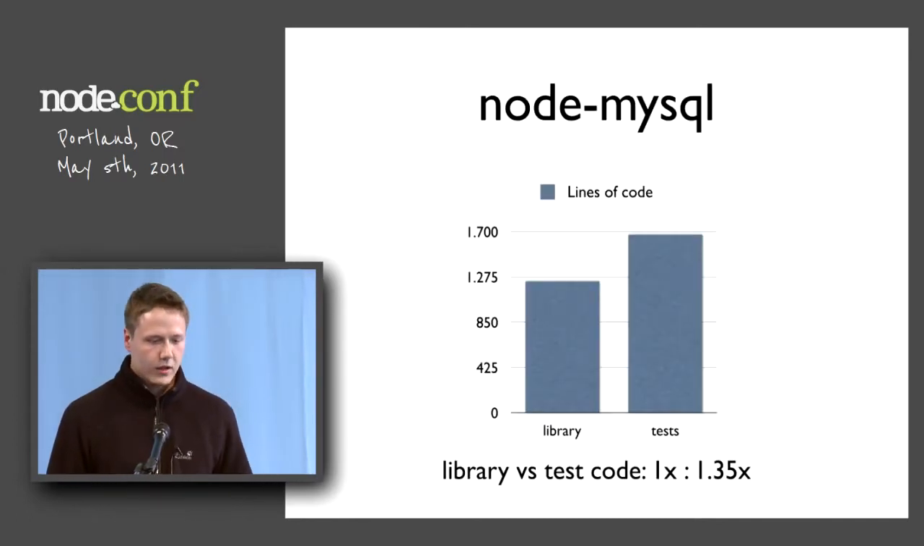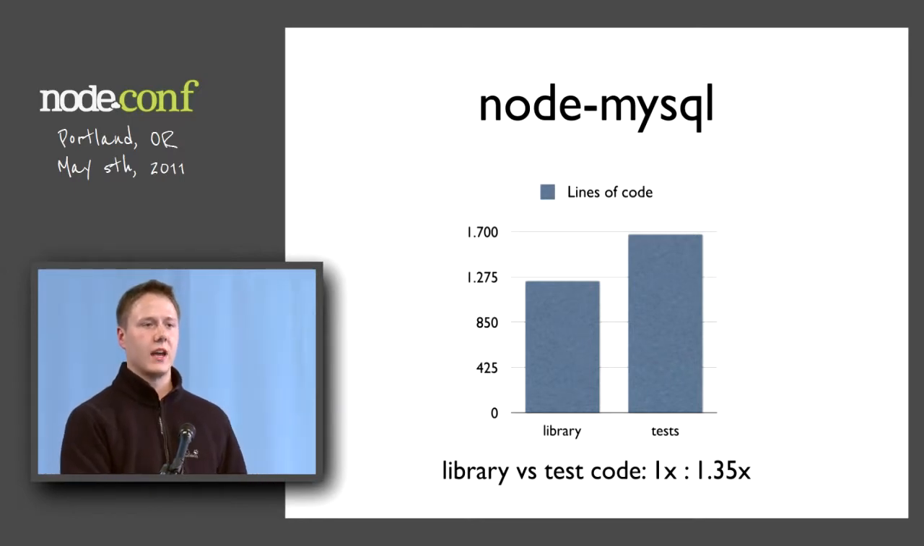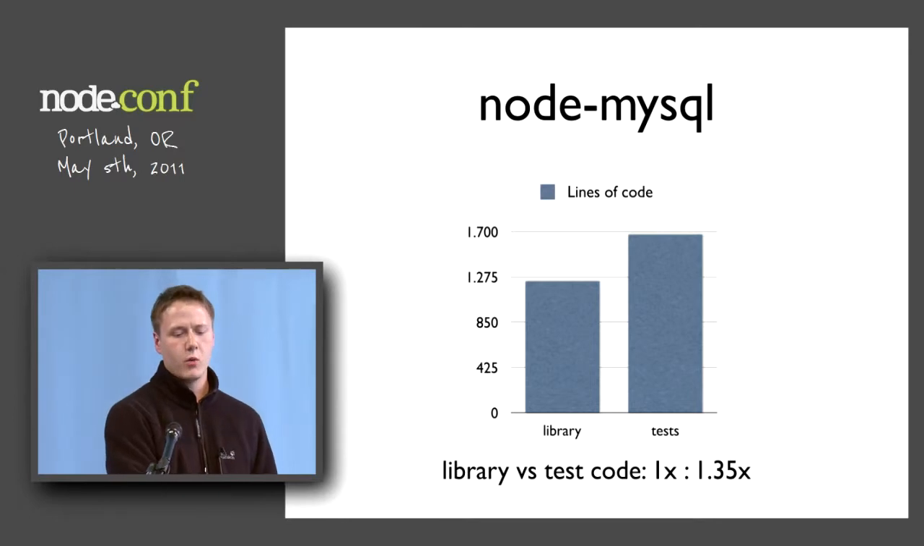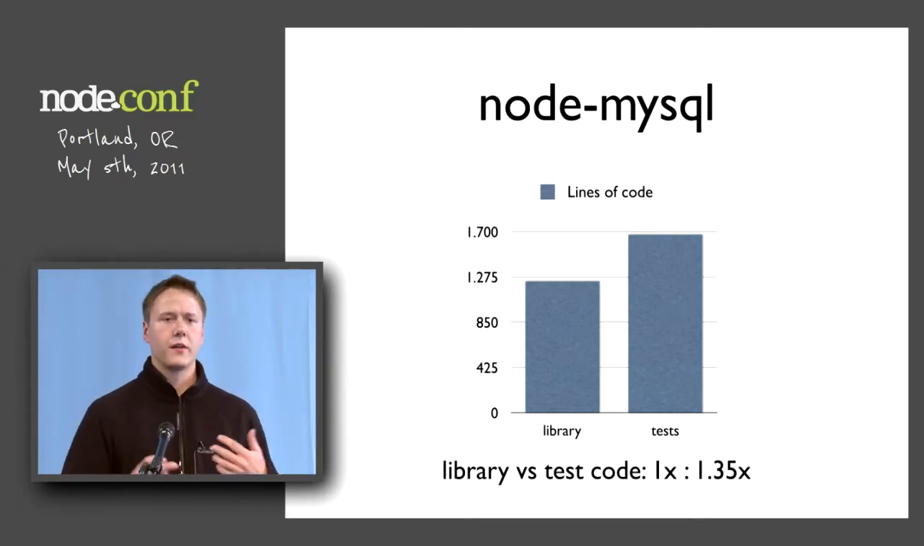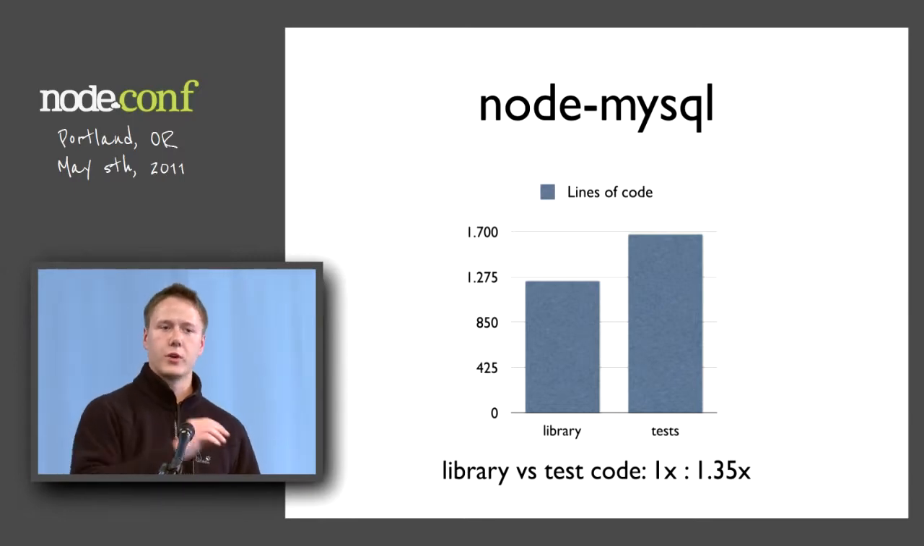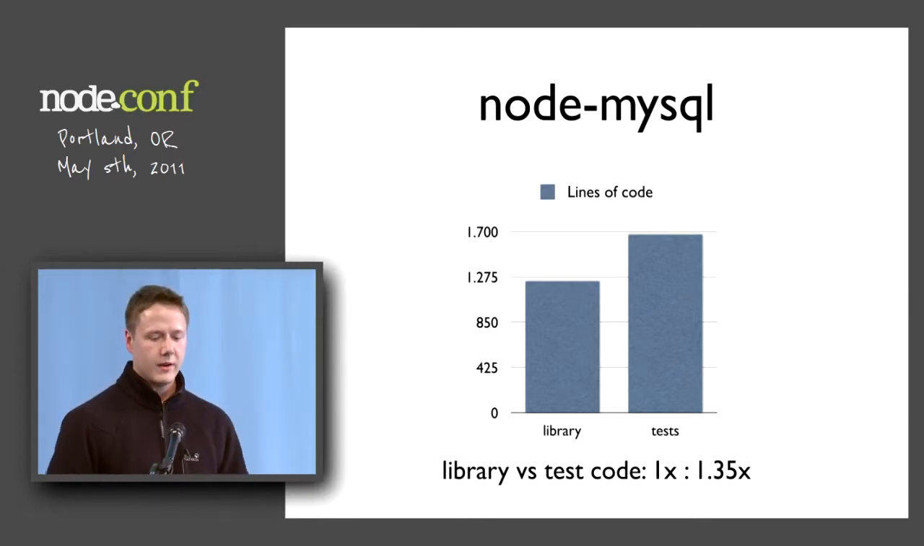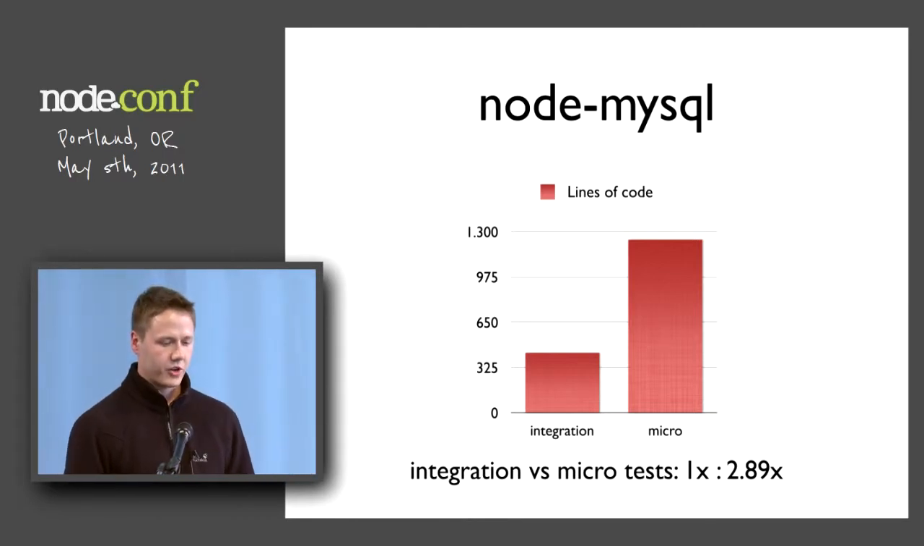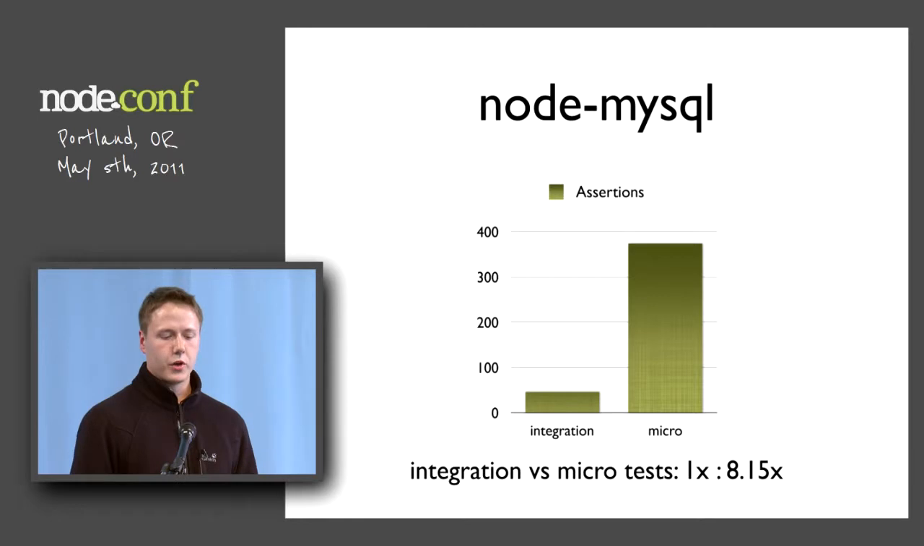And just as a reference point, for library code, Node MySQL has a factor of 1 to 1.35 for library versus test code. I think that's much more reasonable, and I hope to get that even further down to 1 to 1 with the new microtesting I was just showing. It has a similar integration versus microtesting split, and it's also doing pretty well when you look at the assertions.